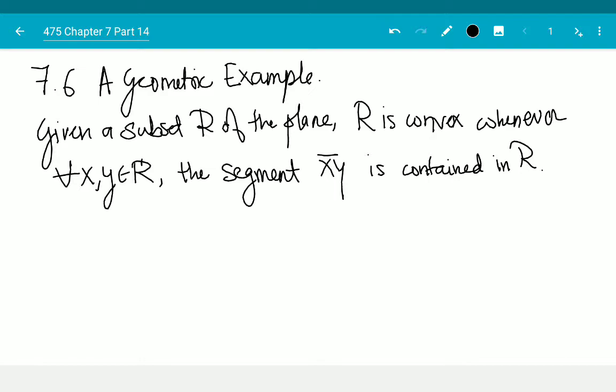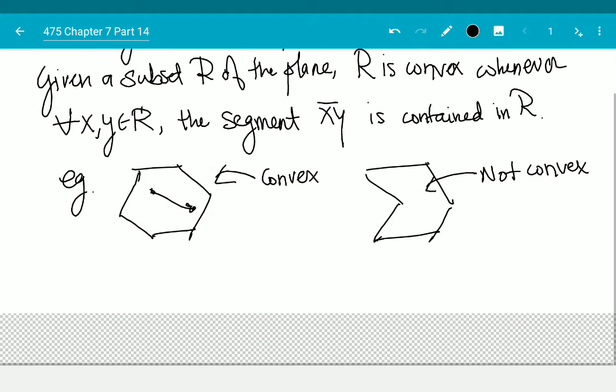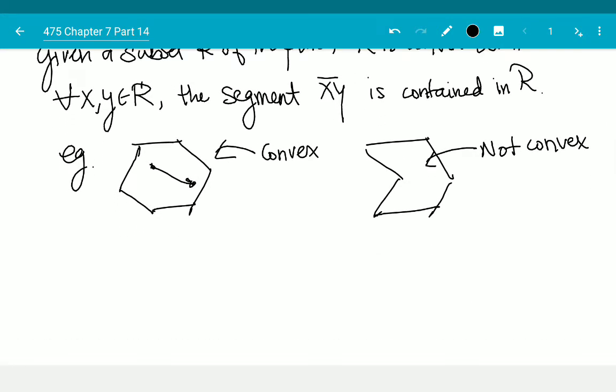Okay, so for example, this is a convex region, right? Take any 2 points, the segment is going to be contained inside. So this is convex. Compared to that, this is not convex.